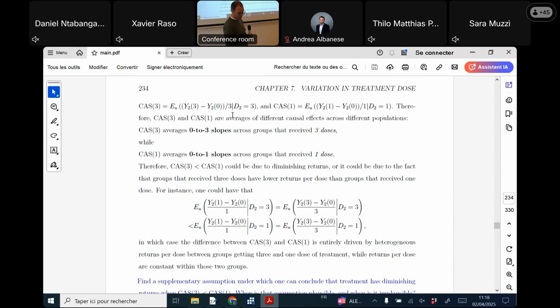But unfortunately, we learn the dose-slope relationship between a treatment of 0 and 3 for people that get 3 units of treatment. And here we learn it for a different subgroup, for those that get 1 unit of treatment. And therefore, the difference between these two numbers could be coming from non-linearities in the dose-response relationship, but it could come from a selection bias, from the fact that people that get 3 doses of treatment are different from people that receive 1 dose of treatment.